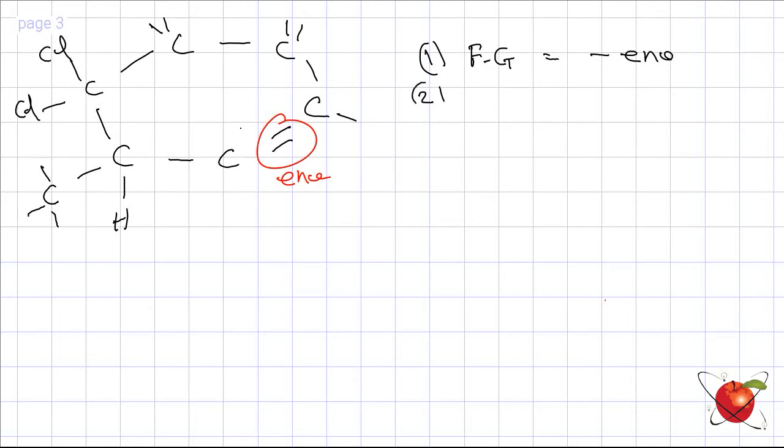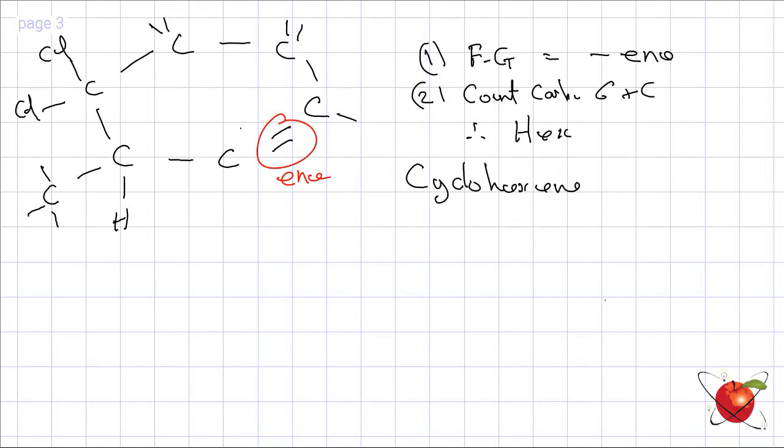Number 2, how many carbons? Count carbon. There's 6. 6 carbons, therefore it's a hex. It's a hexene, but it's in a cycloid, therefore it's cyclohexene, right? Ene, hex, and it's circular. Now, I have got side chains. What have we got for sides?